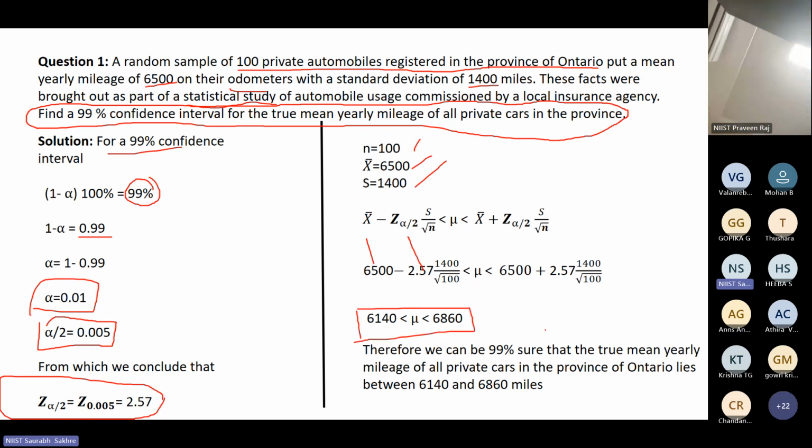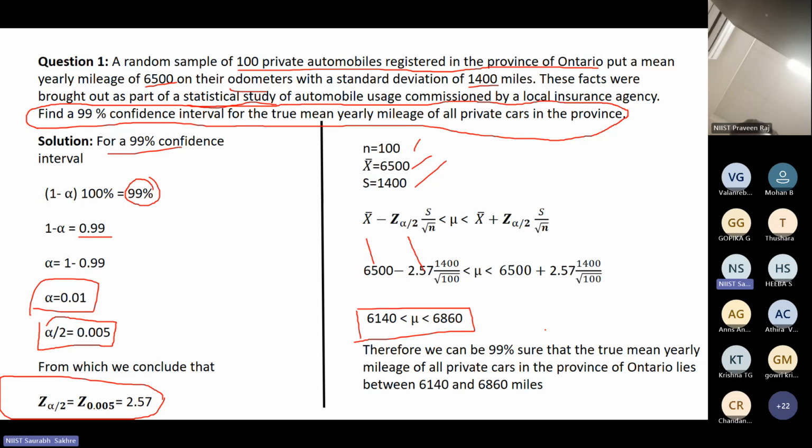Therefore, we can be 99% sure that the true mean yearly mileage of all private cars in the province of Ontario lies between 6140 and 6860 miles. So I hope you are getting what I am trying to show you. I am trying to show you that even with a small number of samples, we can very well generalize it for the population based on some inferential statistics.